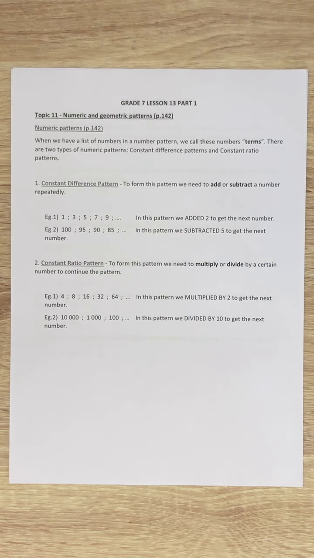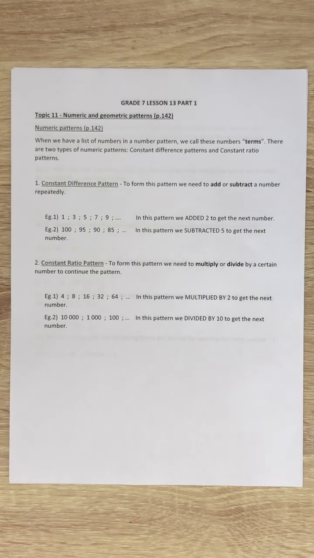Then example 2, our pattern goes 100, 95, 90, 85. We can see the numbers getting smaller, so we need to subtract. We are subtracting by 5 each time, so our rule is minus 5. So those are examples of constant difference patterns, when we add or subtract by the same number.